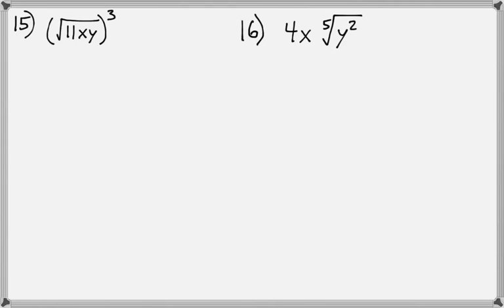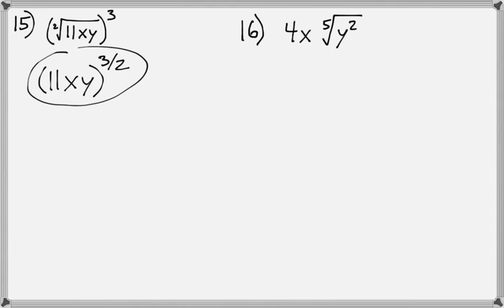On number 15, if I convert it to have a rational exponent, it's going to be (11xy) to the 3 over 2 power. So I want to make sure that I have parentheses around it because the entire 11xy is underneath the radical, and the 3 becomes this 3, and the implied 2 that's here becomes that 2. So the index is the denominator, and the exponent is the numerator.